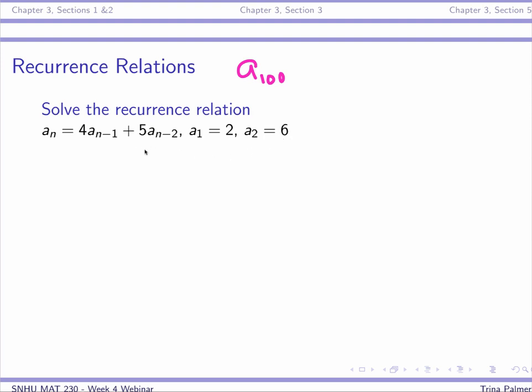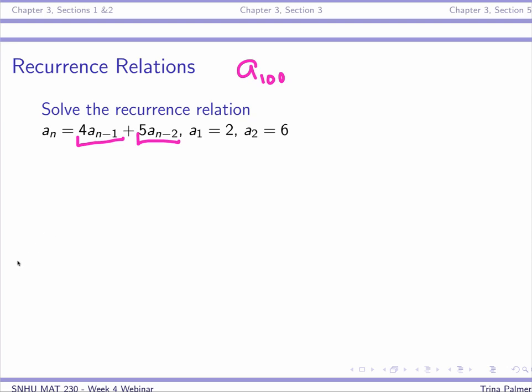To solve it means find the explicit formula for it. And not all recurrence relations have one, but typically if you just don't have a constant term, so I have 4 times the previous term plus 5 times the previous, if I had like a plus 3 on the end or something like that, I can't solve it. So it has to not have that constant term.